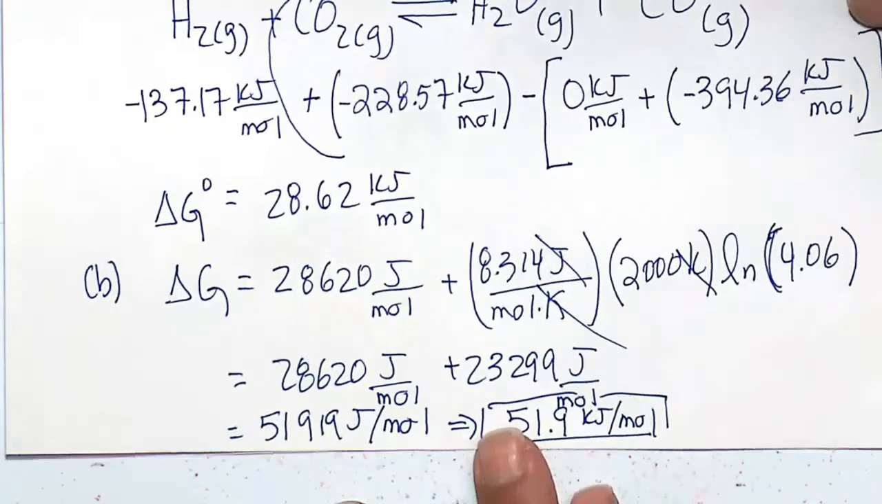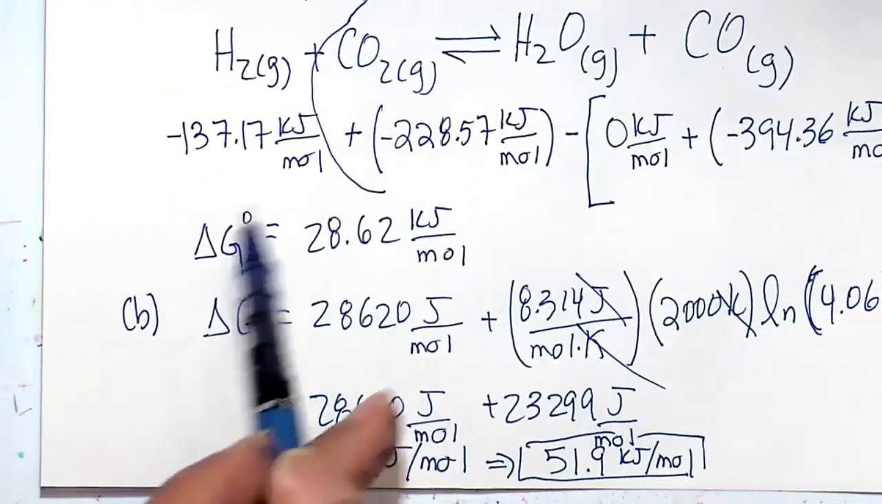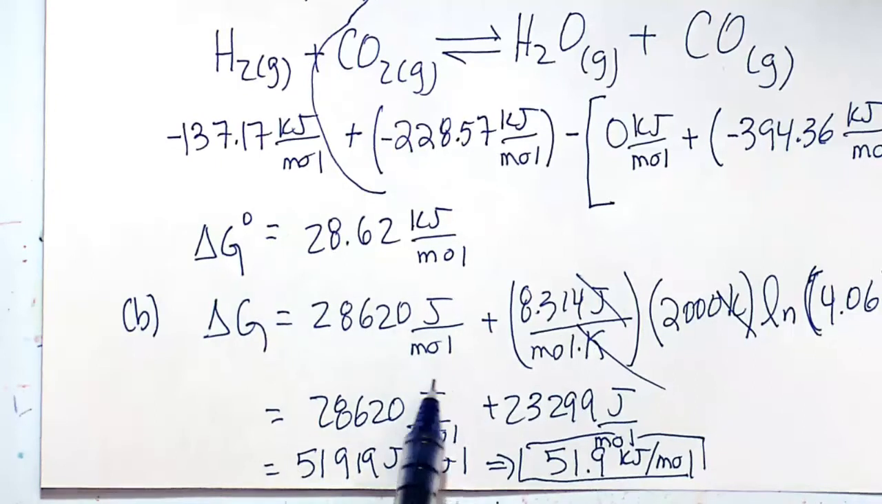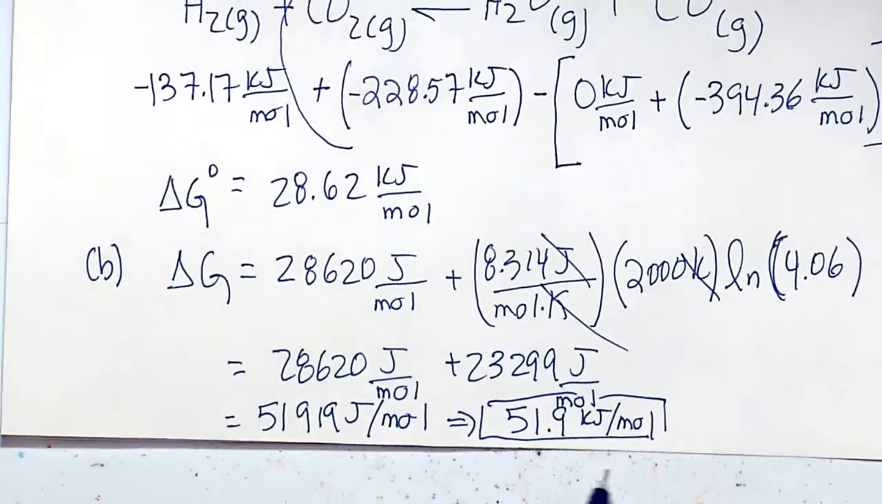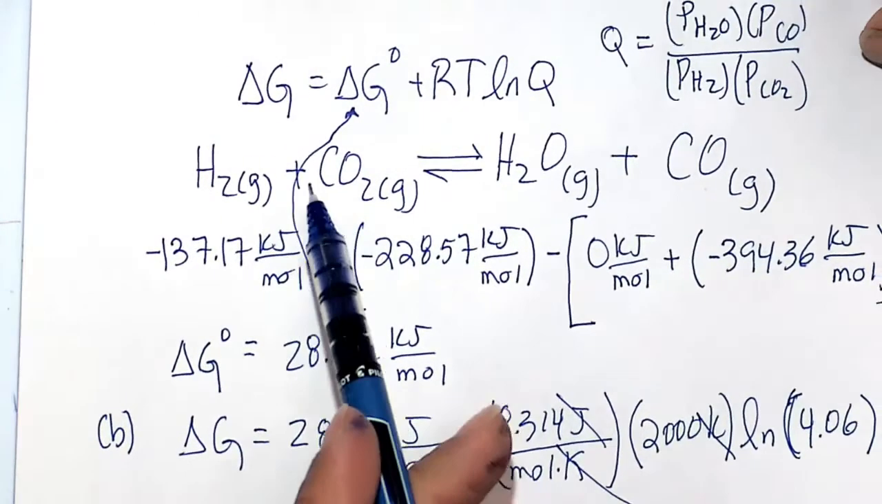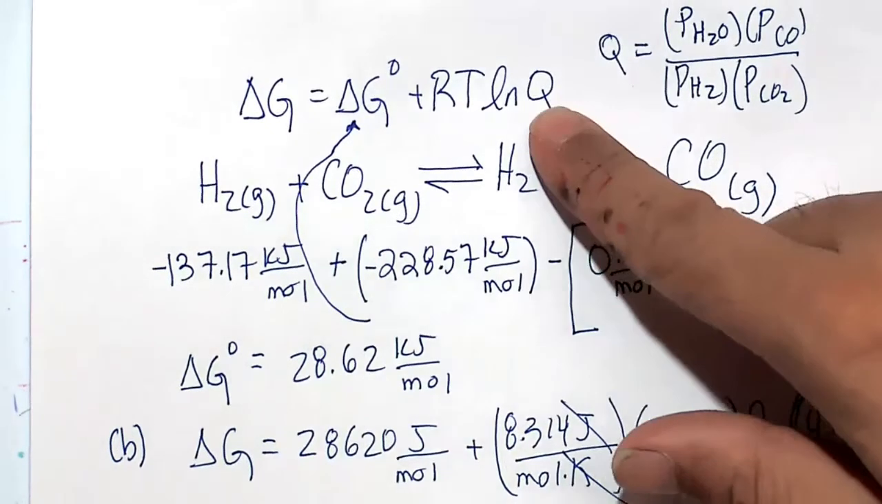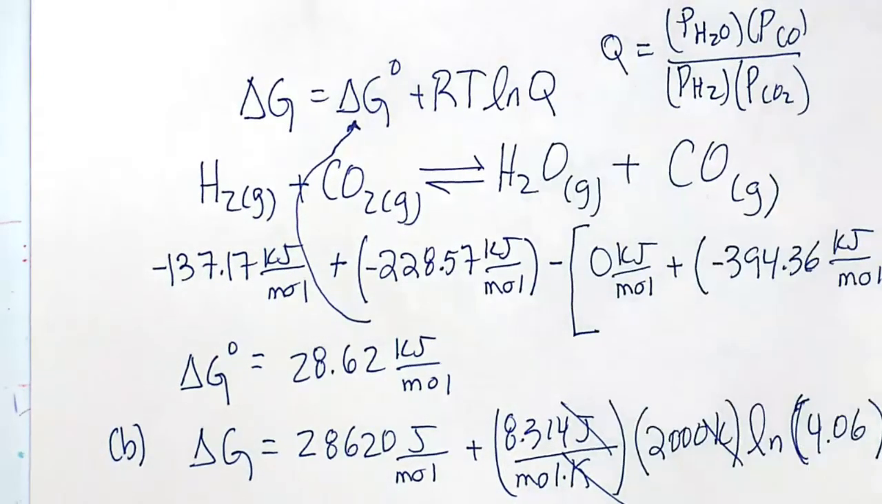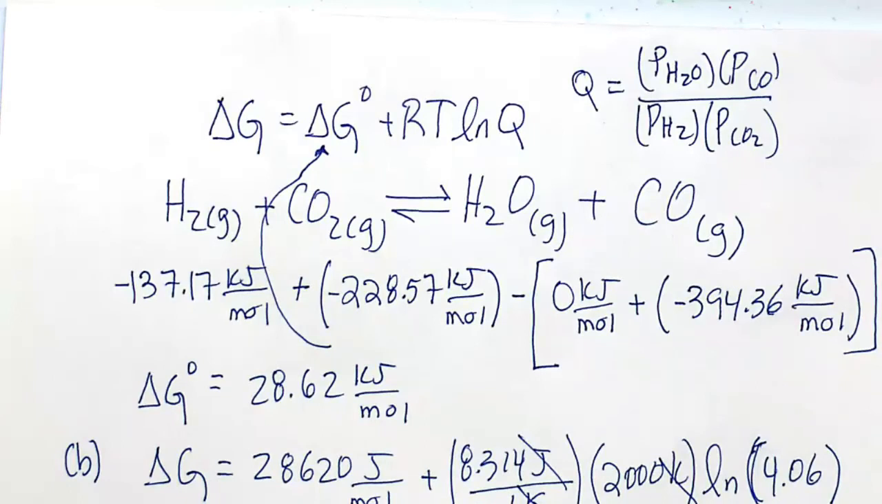So notice at standard state conditions, it's one value. When we change the pressures and change the temperatures, we get a whole different value. That is utilizing the Nernst equation. When Q is utilized, and Q is, again, compared to K, it tells us which way the reaction will shift to get to equilibrium.